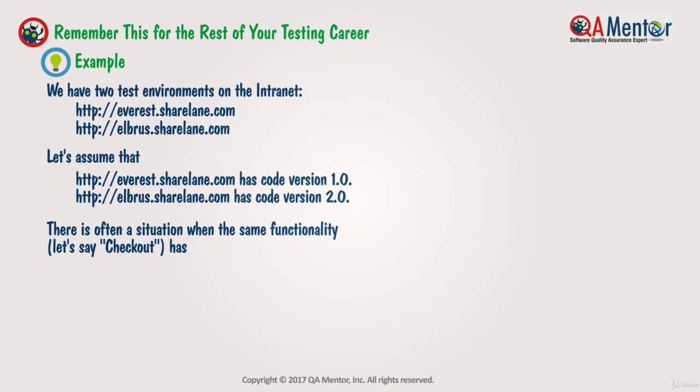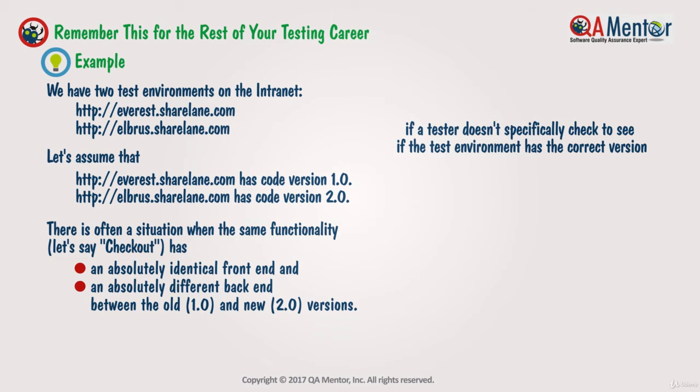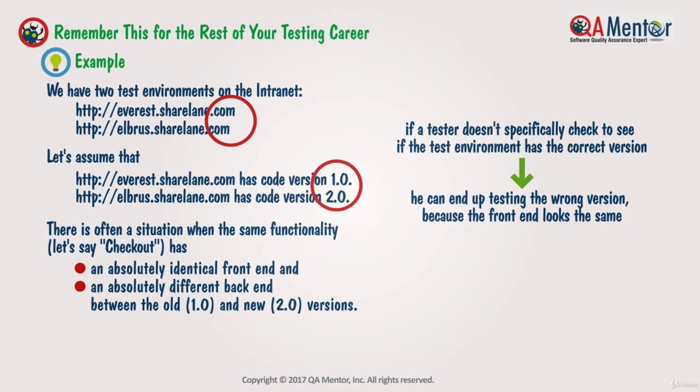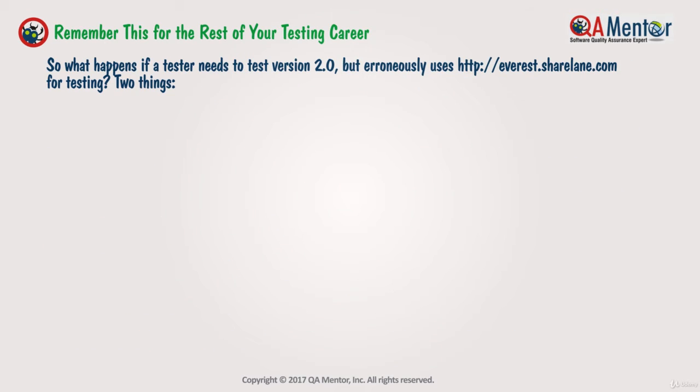There is often a situation when the same functionality, let's say checkout, has an absolutely identical front end and an absolutely different backend between the old 1.0 and the new 2.0 versions. Therefore, if a tester doesn't specifically check to see if the test environment has the correct version, he can end up testing the wrong version because the front end looks the same. This mistake is often made by both beginners and experienced testers. That's why it's very important to always check to see if the test environment has the correct version of the software to test.